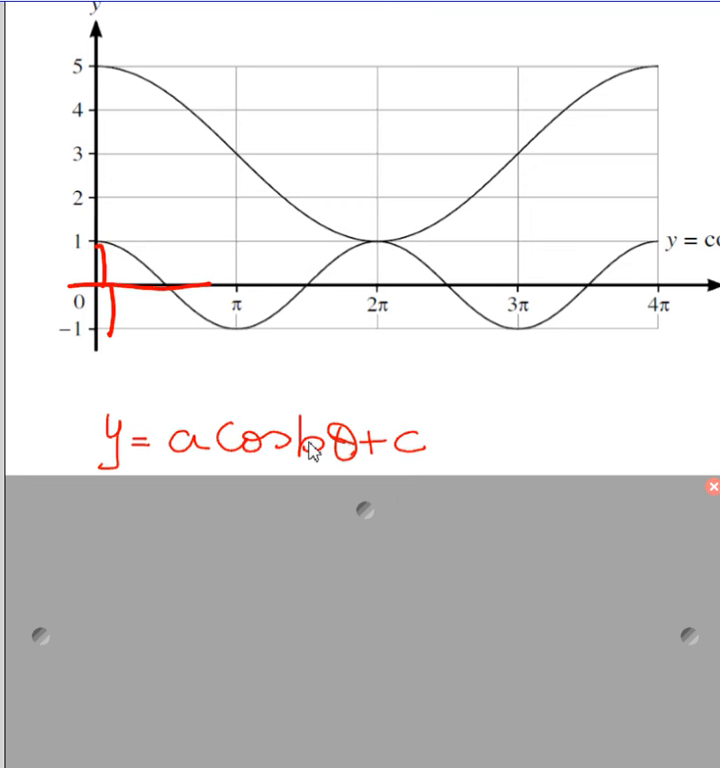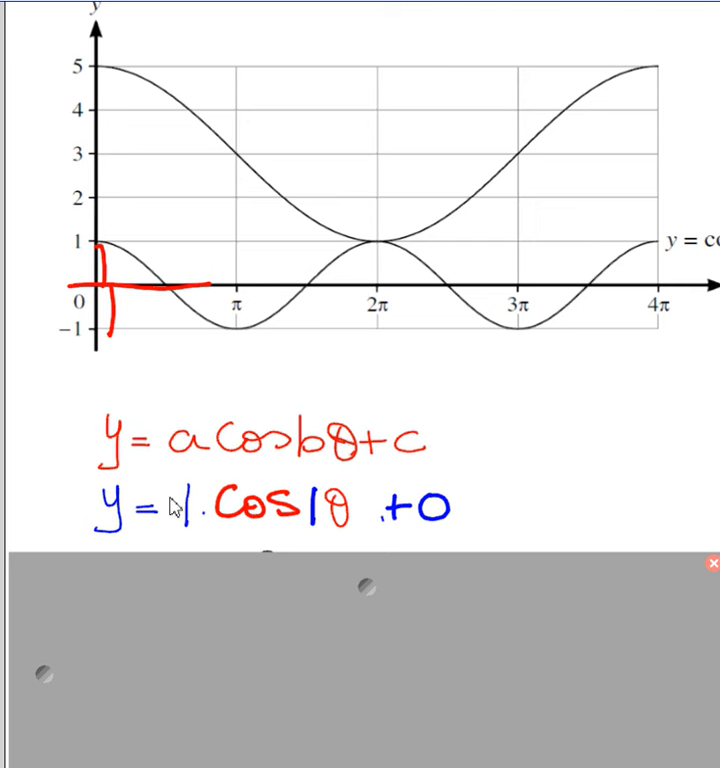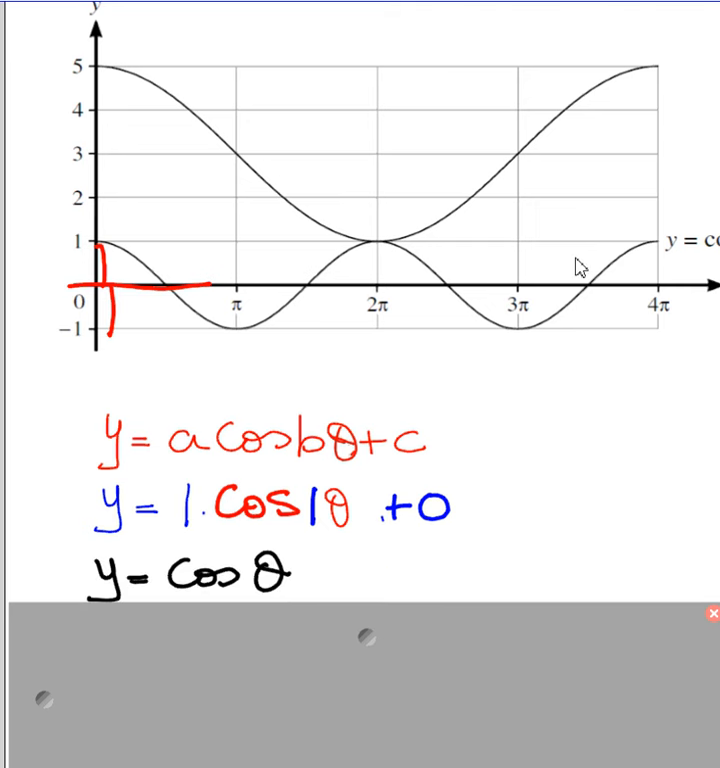Now B represents the number of cycles within the cycle period. For the cos and sine graph, we know the cycle period is 0 to 360, or in radians it is 0 to 2 pi. So if you see from here till here, we have just one cycle. It means B will be 1. So if I substitute these values, A 1, B 1, C 0, it will give you y equals cos theta, which is the equation given to you in the question. So using the same concept, we will look at this graph and find out A, B, C.